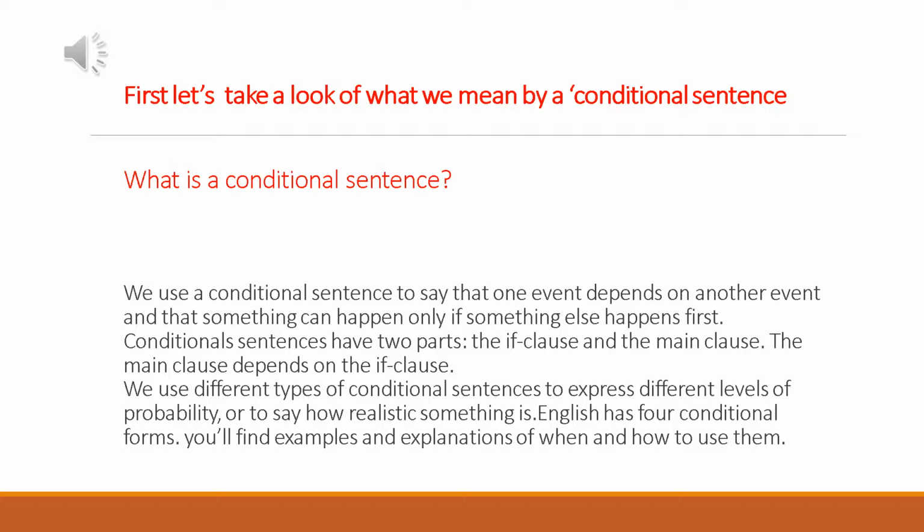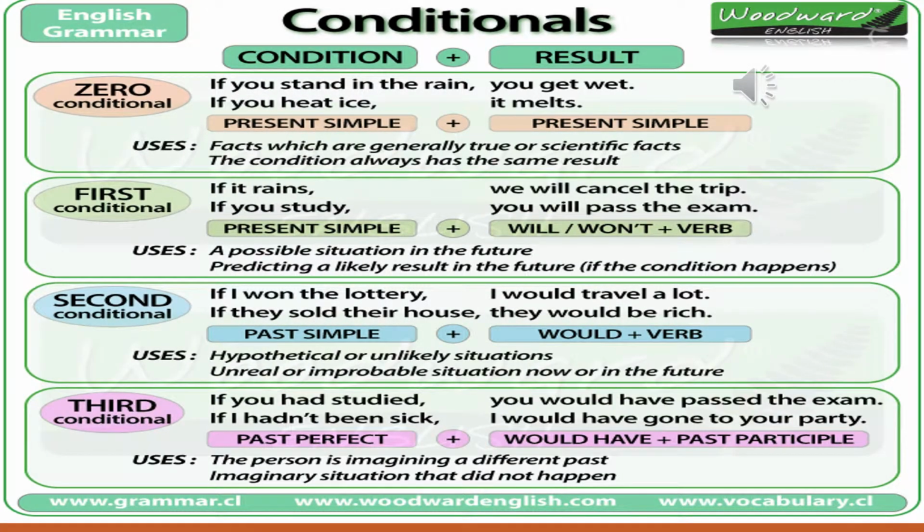We use different types of conditional sentences to express different levels of probability, or to say how realistic something is. English has four conditional forms. You'll find examples and explanations of them and of when and how to use them. Conditionals. As you can watch in this picture of the conditionals, conditionals are formed by a condition plus a result. We are going to find zero conditional, first conditional, second conditional, and third conditional.